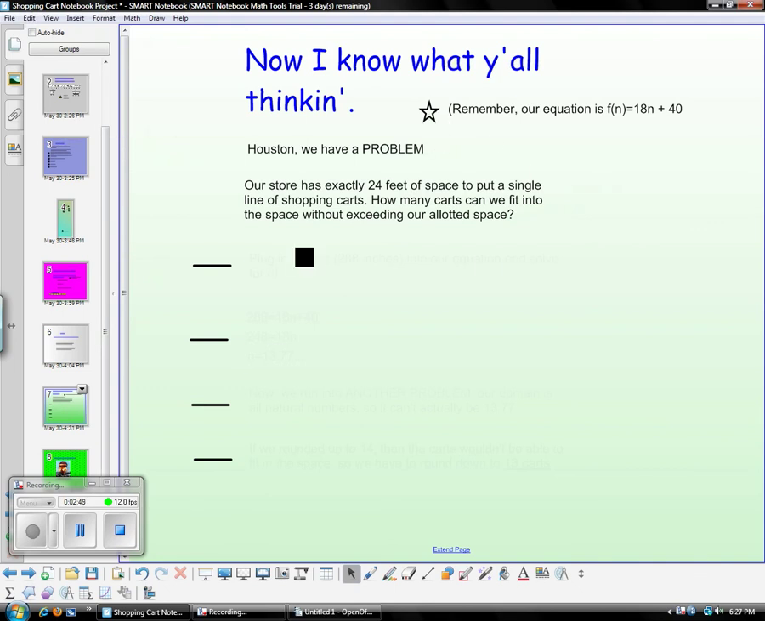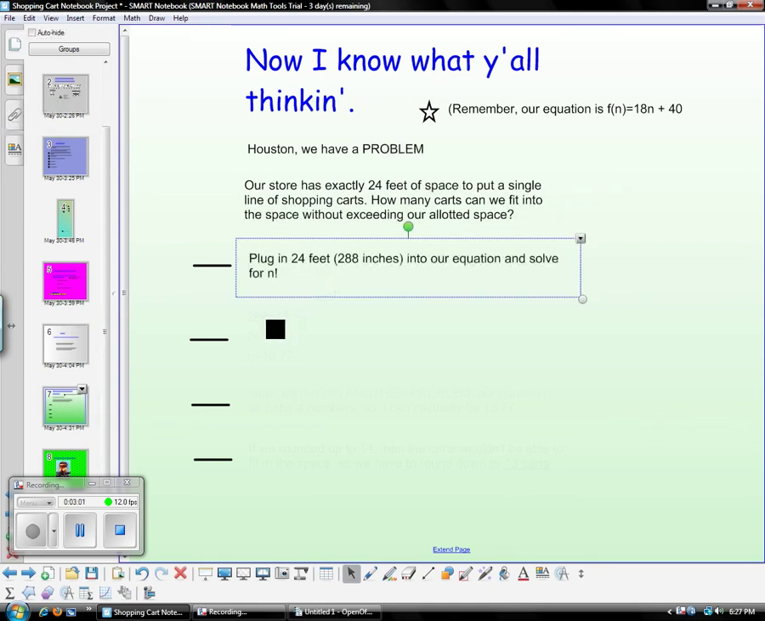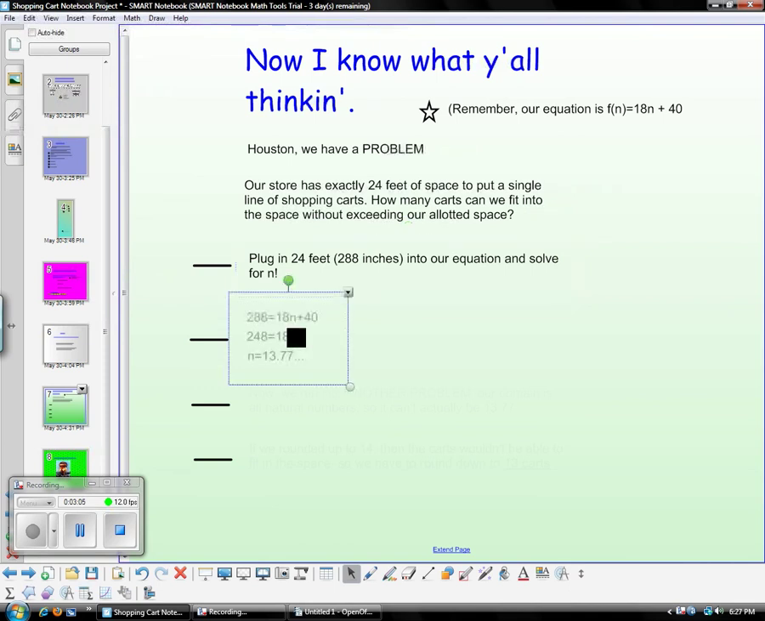Now, our store has exactly 24 feet of space to put a single line of shopping carts in. How many carts can we fit into the space without exceeding our allotted space? Plug in 24 feet, 288 inches, into our equation and solve for n. 288 equals 18n plus 40. 248 equals 18n. n equals 13.7, repeating.